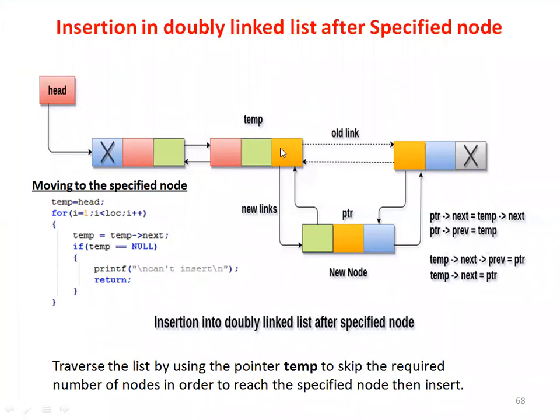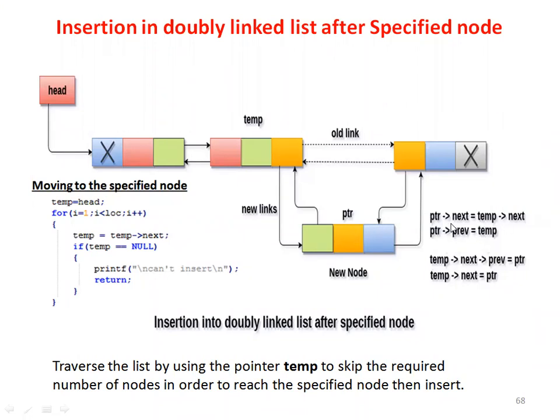Similarly, this node should also point to this node. So if we can store the address of this node here in the next field of this node, then this node can point to this node. And this node should also point to this node. So how to do that? We must update the previous field of this node with the address of this node. Now how it is done, you see here.